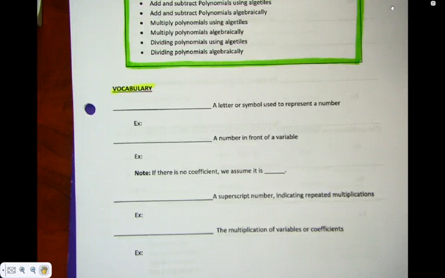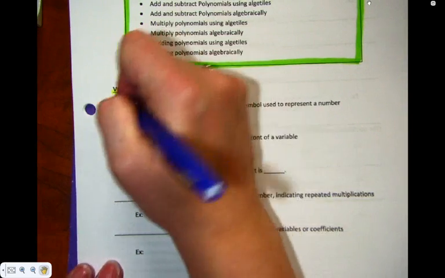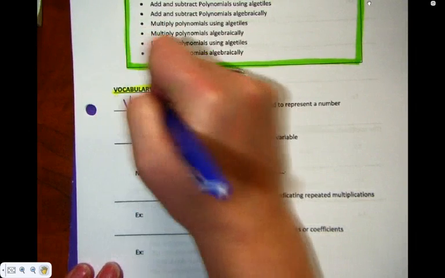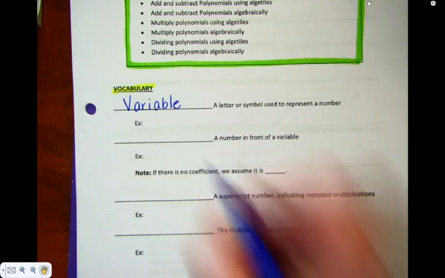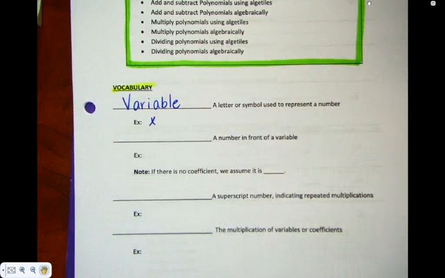Or a P or a Q or an A or a B? What do we call them, though? What are they called? Variables. I heard somebody say it. It's a variable. So again, usually X, but doesn't have to be X.